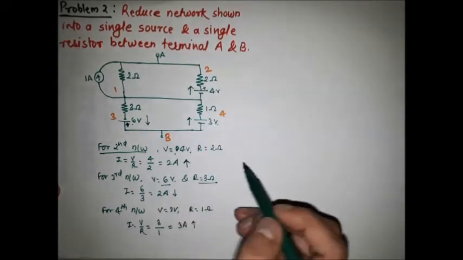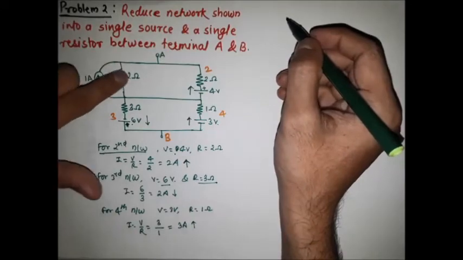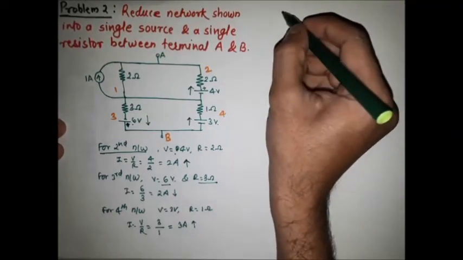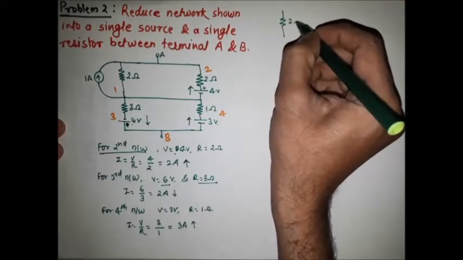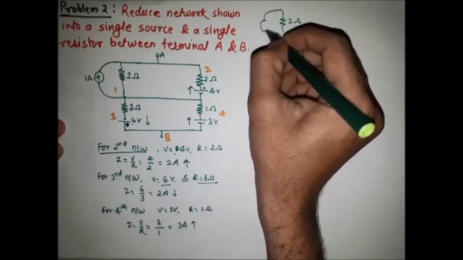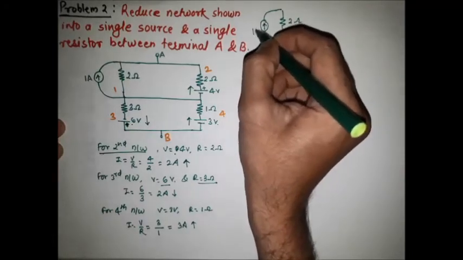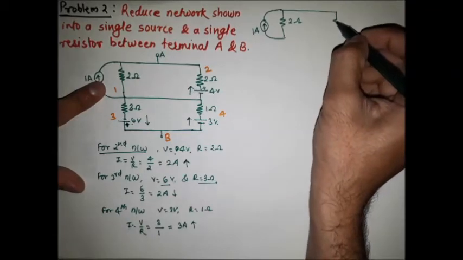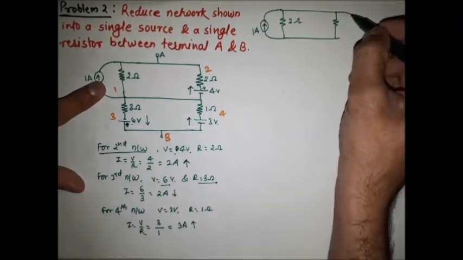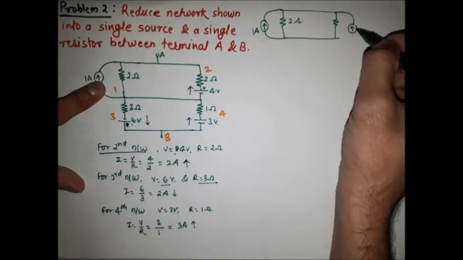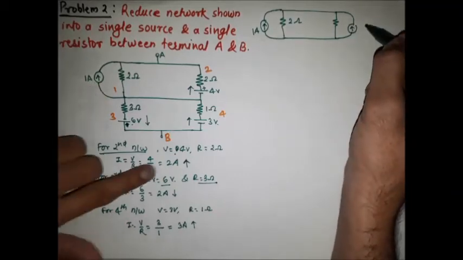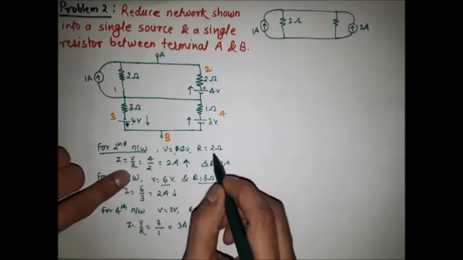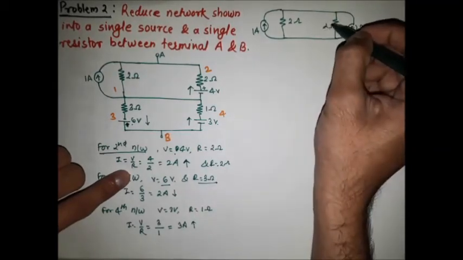Now we are replacing this network with the current source like this. We are not changing this. So the final circuit or final network will be like this. This is 2 ohm, which is in parallel with the 1 ampere current source. Now we are replacing this again with resistance in parallel with the current source, and the direction of the current is like this. The current is 2 ampere and the resistance is equal to 2 ohm. We are not changing the resistance, so it is 2 ohm.